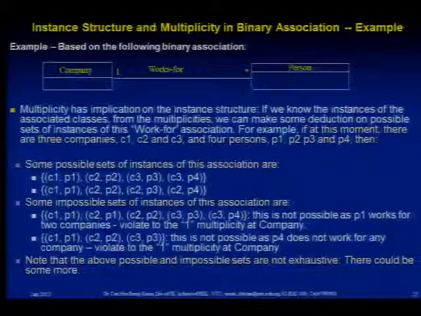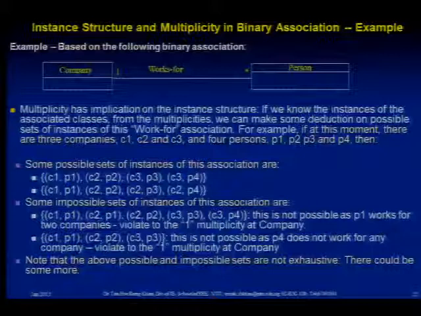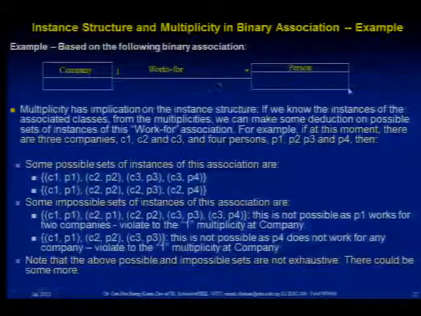Now we come to binary associations. The following 2 slides will illustrate how the multiplicity influences the set of instances the association can have. We are going to illustrate it on the binary association first, then on the next slide on the ternary association. We assume that for this class diagram, at this moment there are 3 companies, C1, C2, and C3, and we have 4 people, P1, P2, P3, P4.